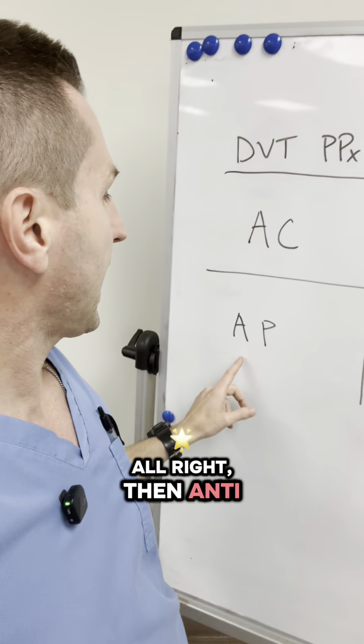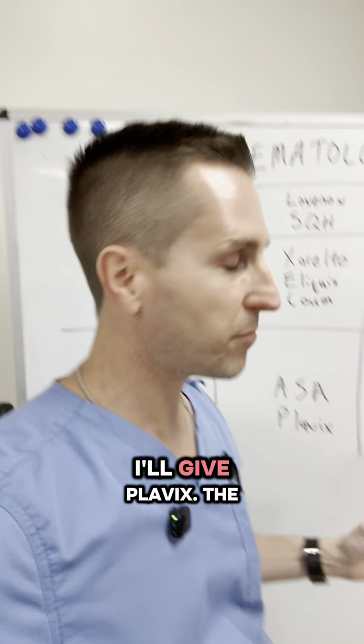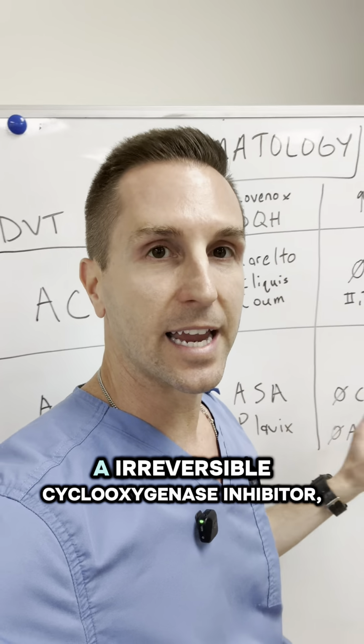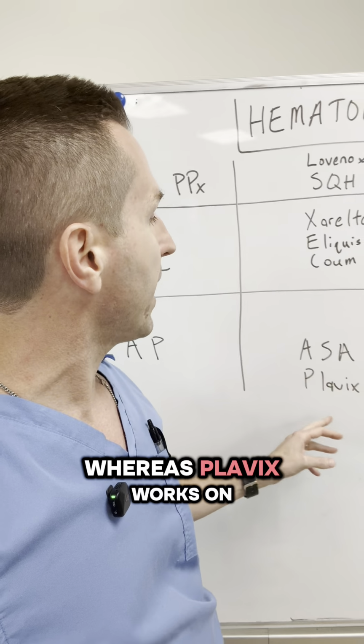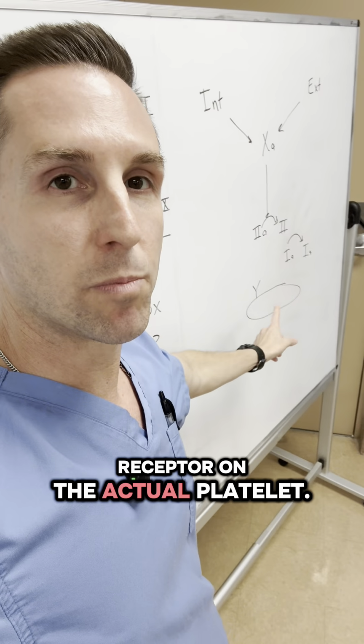All right, then antiplatelet, totally different. Aspirin and Plavix are the two I'll give. Plavix, the other name is clopidogrel. Aspirin is gonna be an irreversible cyclooxygenase inhibitor, whereas Plavix works on the ADP receptor on the actual platelet.